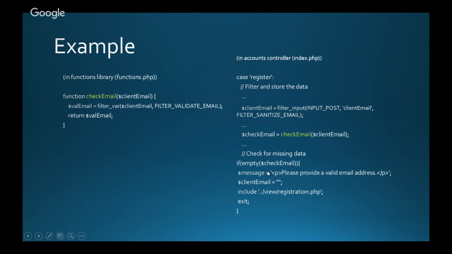And then down here we use the check email variable so that if it's empty, we're going to provide a message to please provide a valid email address. And we also empty the client email box, so it is empty, waiting for a valid email address to be provided.